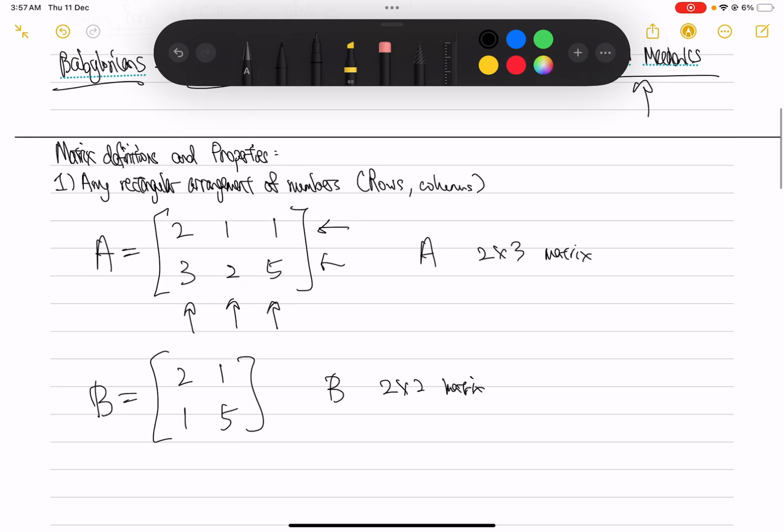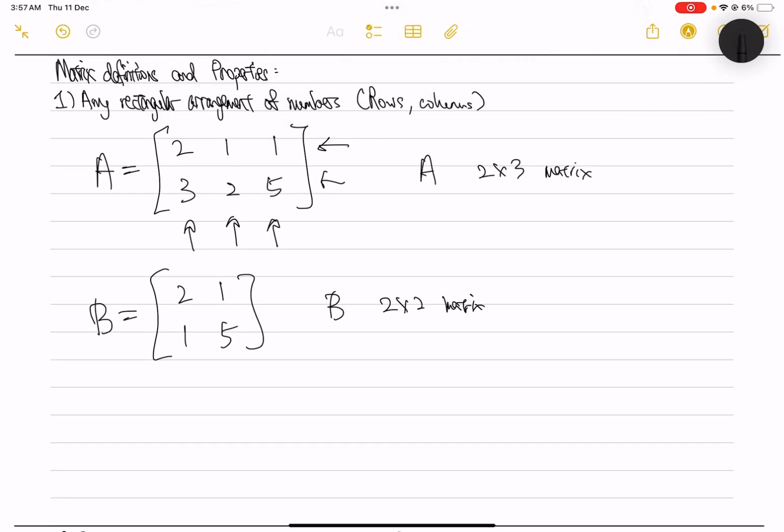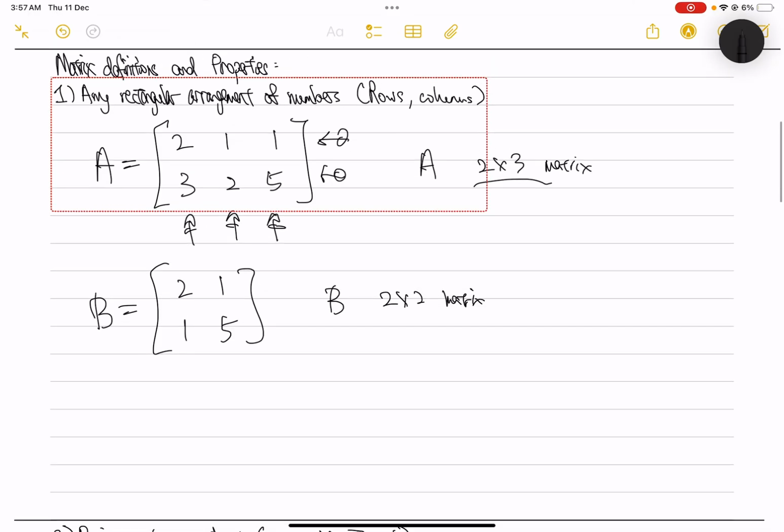As for definitions and properties, essentially a matrix is any rectangular arrangement of numbers. For example, A has two rows, as you can see, and three columns, so it is a 2 by 3 matrix. And B right here has two rows and two columns, so it is a 2 by 2 matrix.